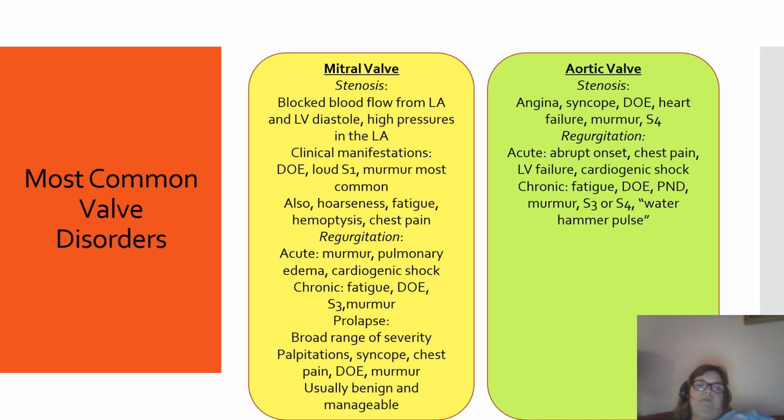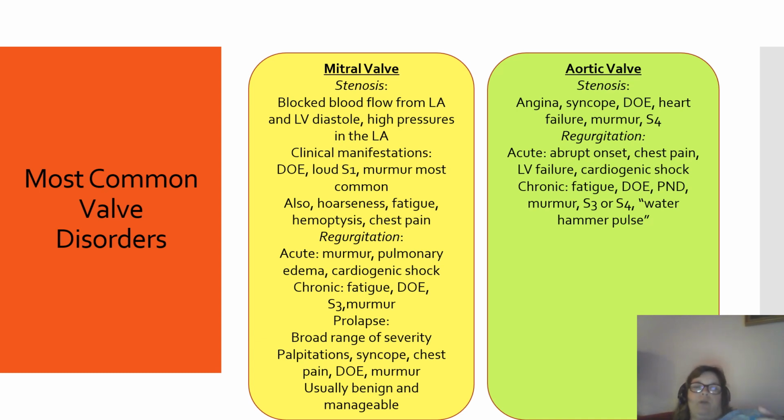The most common valve disorders, the mitral valve often can be stenosed or have stenosis. What happens if it's stenosis, it blocks the blood flow from the left atrium to the left ventricle during diastole. There's high pressure in the left atrium. Clinical manifestations, dyspneic on exertion, loud S1, and a murmur is most common. They may also have hoarseness, fatigue, hemoptysis, and chest pain.